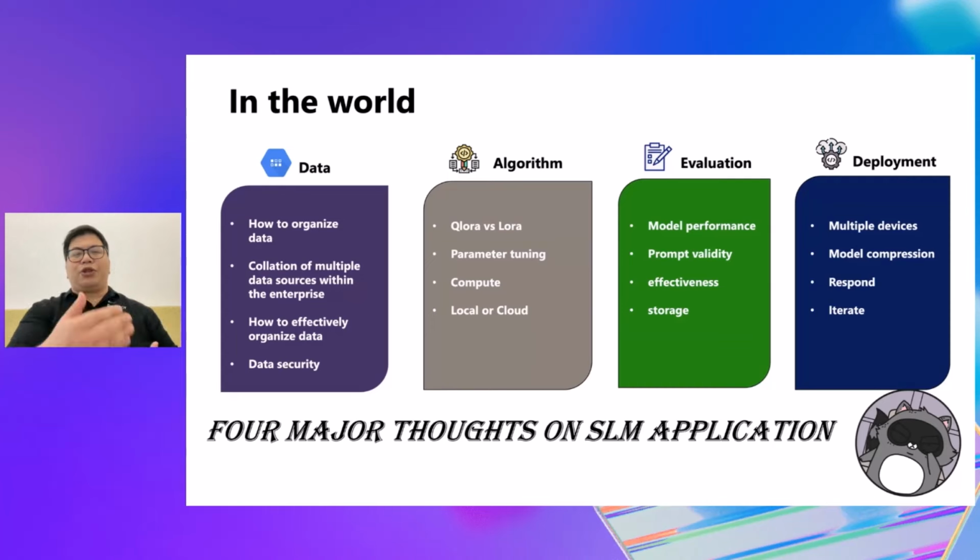Another thing is deployment. When you're training your model, you say, oh, the evaluations are very good, the algorithm is very good, the data is very good, but you want to deploy your model on different devices, like mobile, like PC, like some IoT devices. At this time, deployment is very hard, because you need to focus on the format. Microsoft Phi gives you models in different formats now, but how to let different devices get good performance is another problem. And then model comparison is good. It is important to respond and iterate. So these are the four majors for SLM application. Of course, you can say this is for LLM application too.